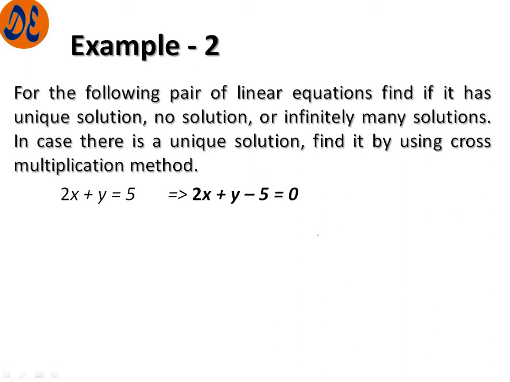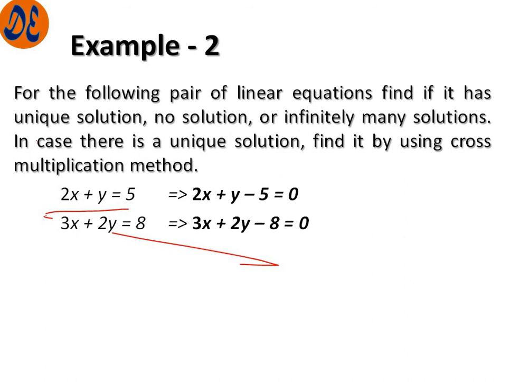Let us take the equations 2x plus y is equal to 5, and 3x plus 2y is equal to 8. If we are writing them first, remember to write the equation in standard form and only then try to solve, otherwise the minus and plus signs will confuse you, and if you get a single sign wrong, the answer will be mistaken. So first write in standard form. So I have converted both into standard form.